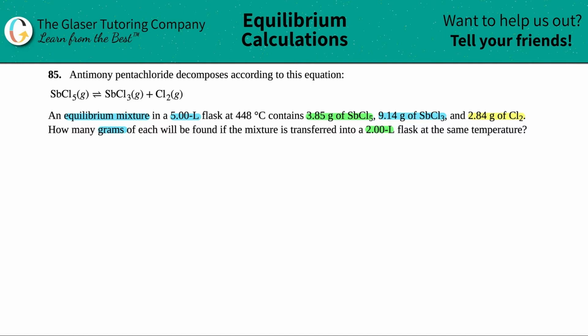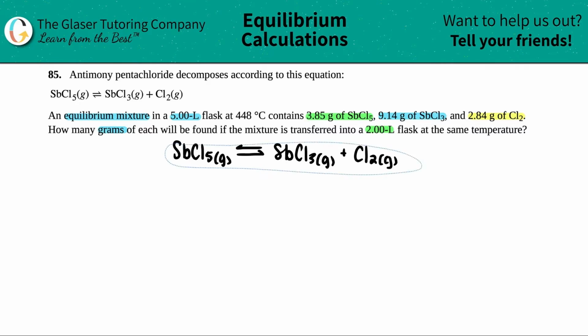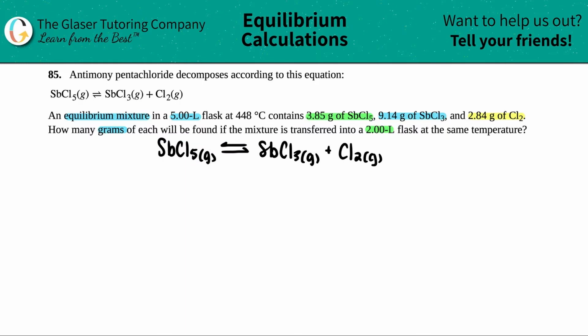Let's go. So the first thing is I'm going to just write this out, right? So we have SbCl5 gas comes to equilibrium with SbCl3, and that's a gas, plus Cl2, and that's a gas. Okay, so the first thing is always make sure that this equation is balanced. I'm just searching across this equation, and it is balanced indeed, thank goodness.